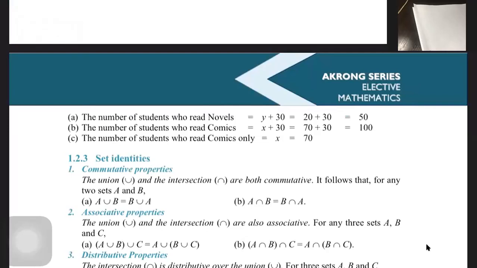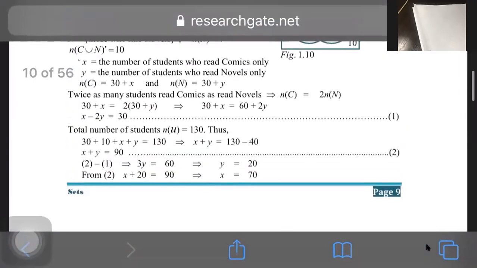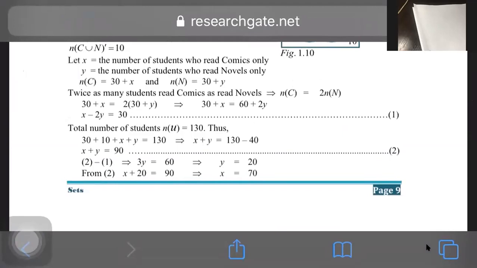So now the number of students who read novels. What did you get? It will be 30 plus y. And y is 20, so that is 50 students. Good. Now the number of students that read comics. It will be 30 plus x, and x equals 70. So that's equal to 100 students. Good. 100 students read.